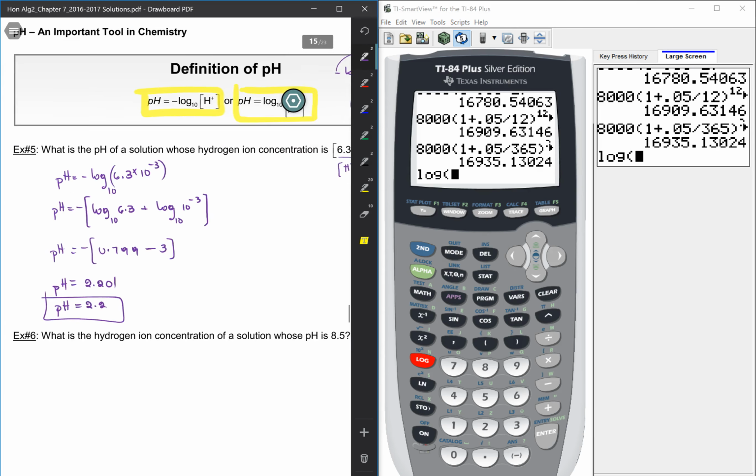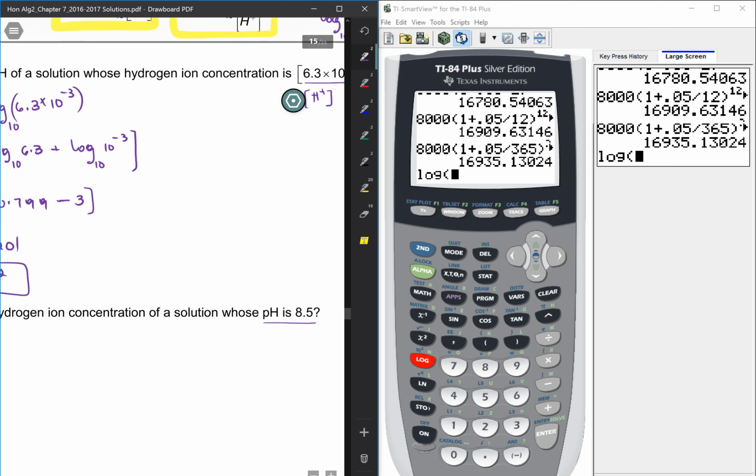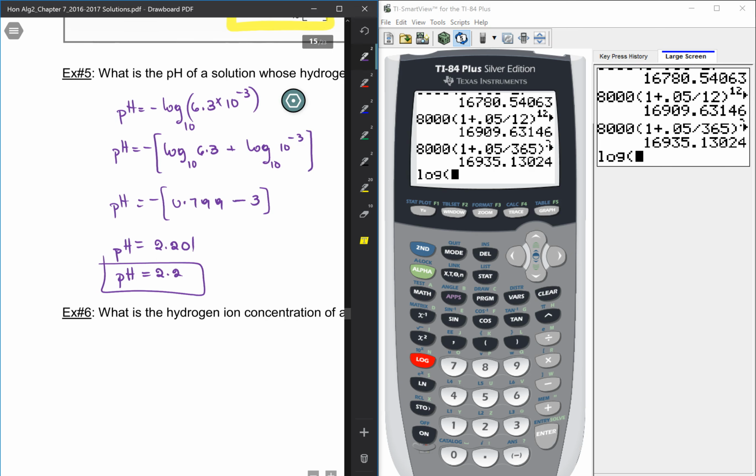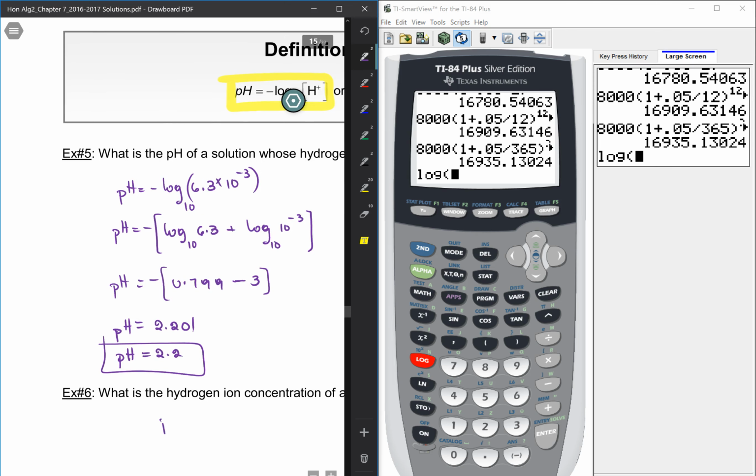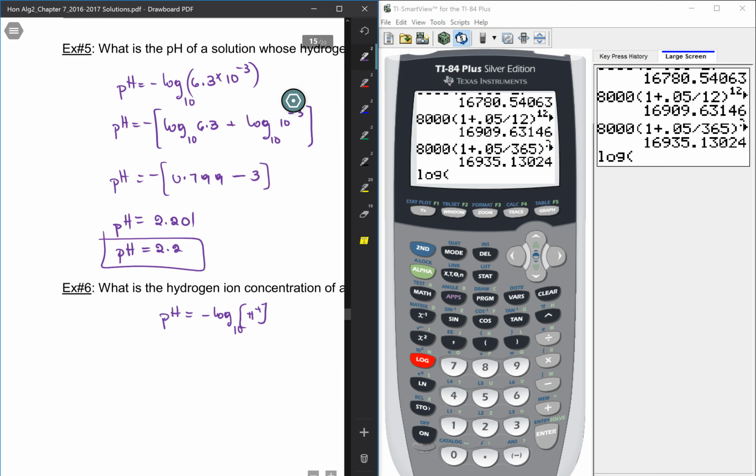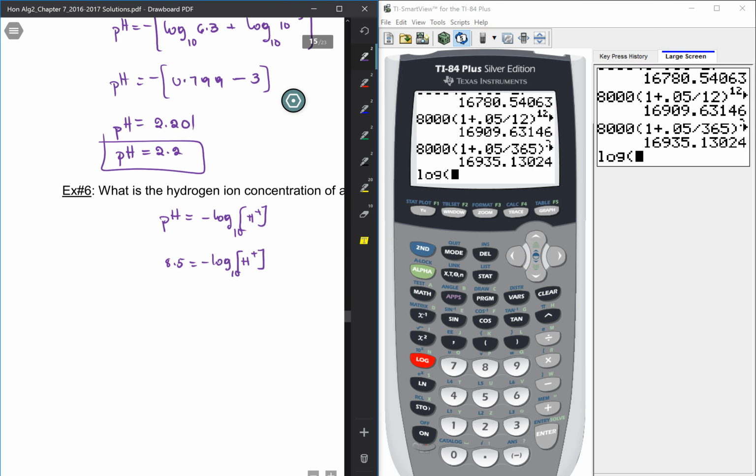Okay, here we go. What is the hydrogen ion concentration of a solution whose pH is 8.5? So now we're given pH and we want the hydrogen ion concentration. So if pH is equal to negative log base 10 of the H plus concentration, the pH is 8.5 is negative log base 10 of the H plus concentration. Okay, so if we bring the negative over to the other side, negative 8.5 is equal to log base 10 of H plus.